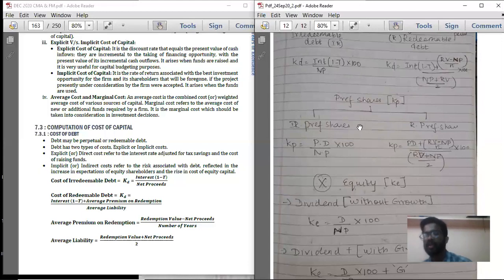Below that, leave one line gap and record. Next, what is the next capital? One is debentures. The next one is preference shares. Preference shares, within bracket KP. KP means cost of preference shares.